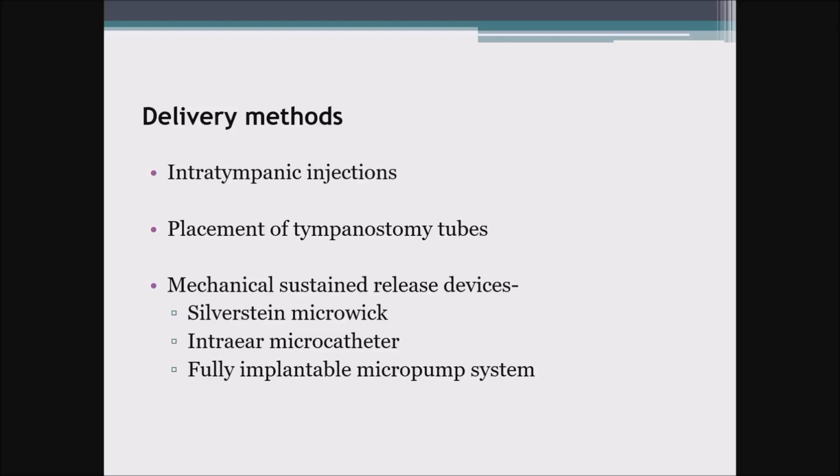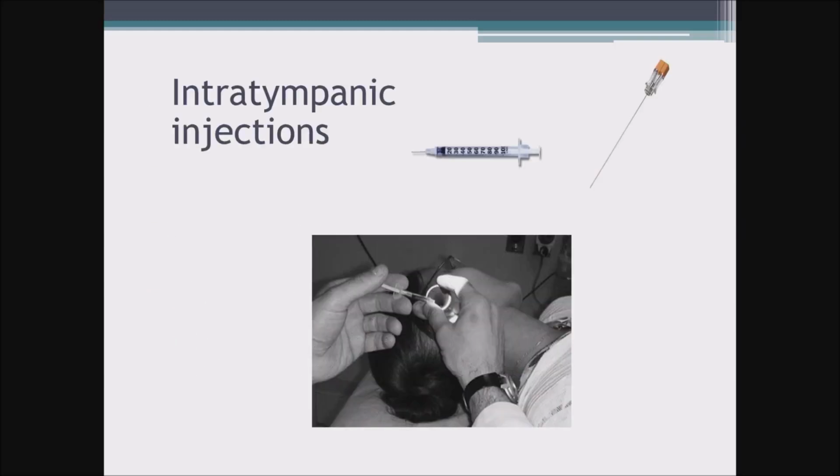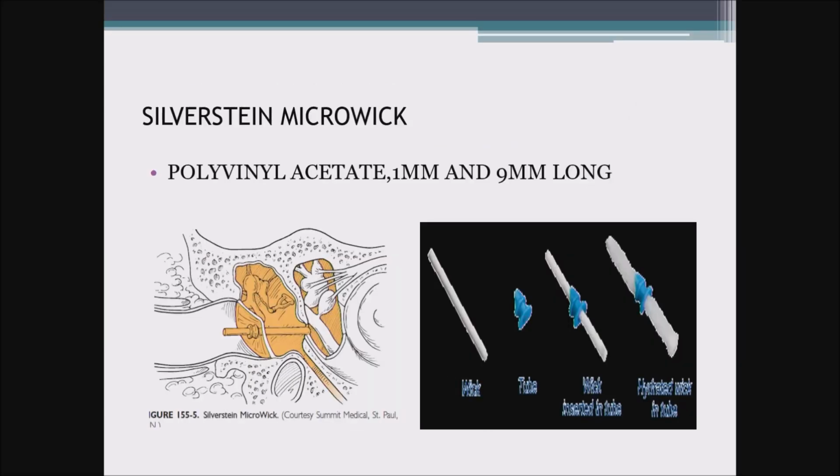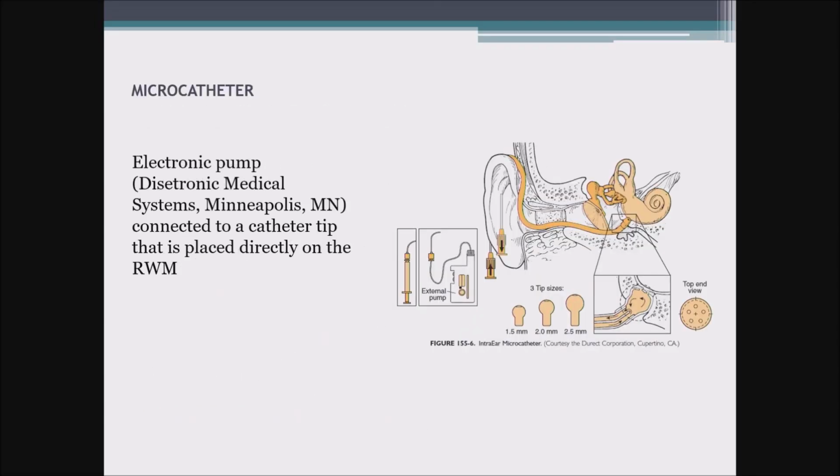The delivery methods for intratympanic therapy are intratympanic injections, placement of a grommet, and sustained-release devices like the Silverstein MicroWick, the intra-ear catheter, and a fully implanted micropump system. The intra-ear catheter is placed after putting a T-tube, with a butterfly connector attached to it. For intratympanic injection, we use a tuberculin syringe with a small-gauge spinal needle. The Silverstein MicroWick is placed through the grommet; the wick is 1 millimeter in diameter and 9 millimeters long. The microcatheter is placed directly over the round window and connected to a fully automated electronic pump.